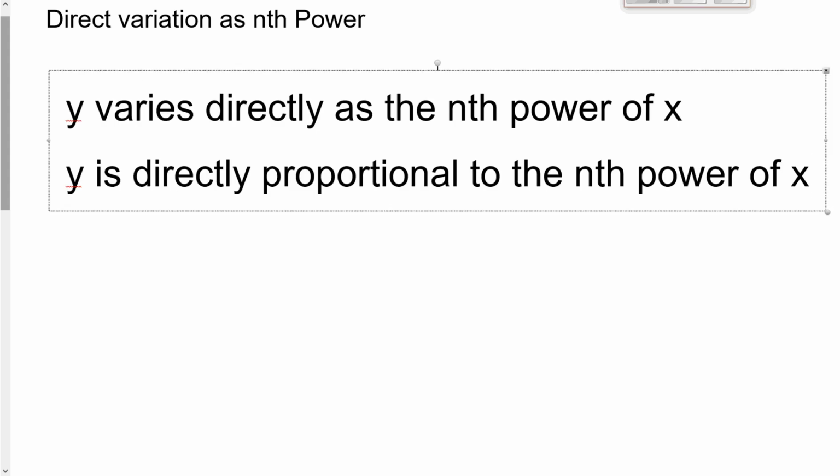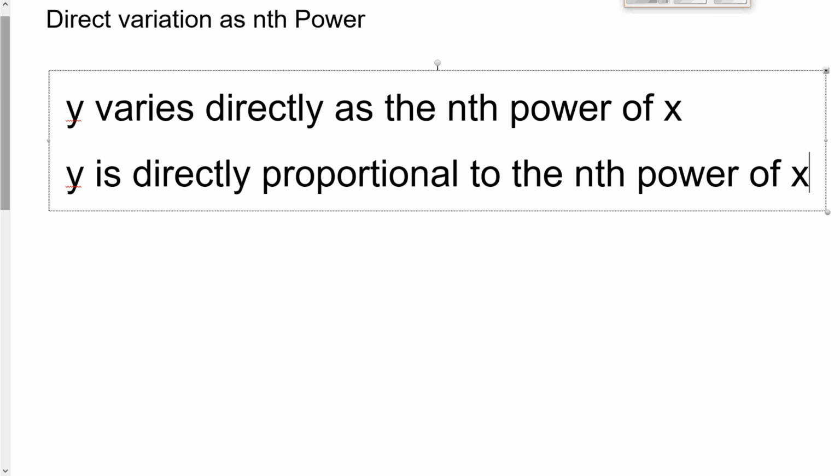Okay, so last part of this subject, direct variation, is direct variation as the nth power. So as y varies directly as the nth power of x. This is how it might be written. These are the two different ways they can say it: y varies directly as the nth power of x, or y varies directly proportional to the nth power of x.